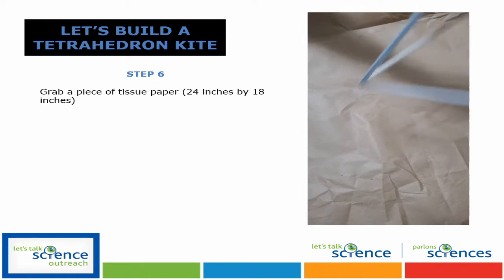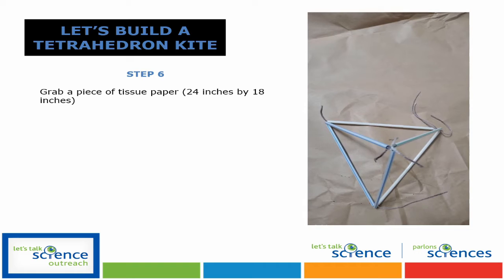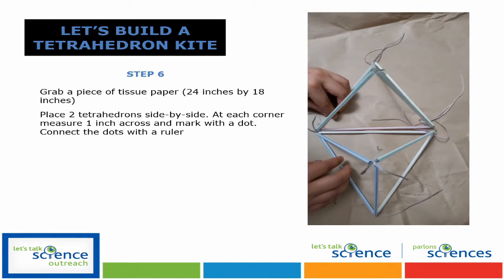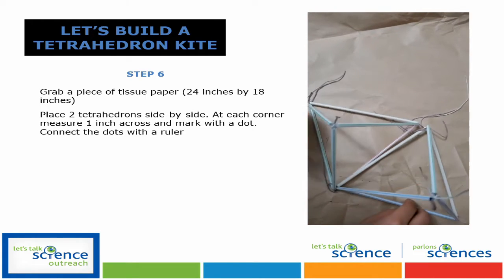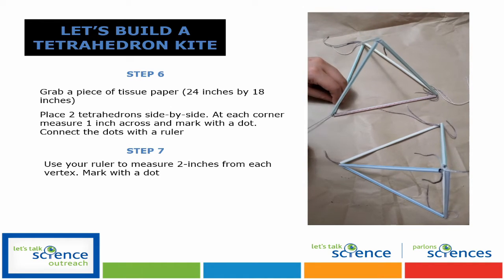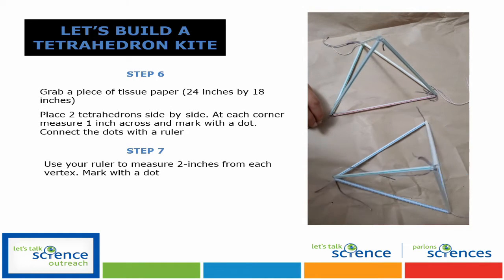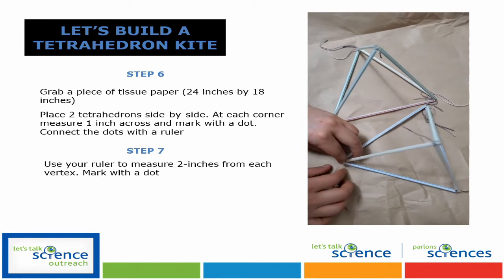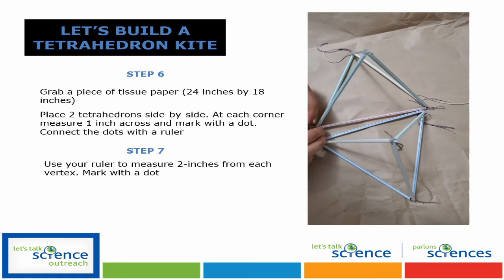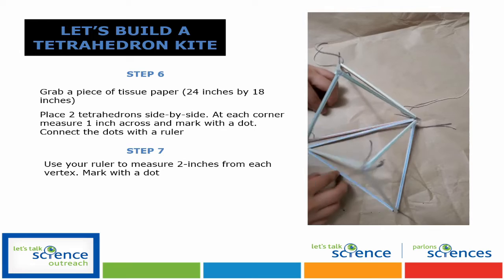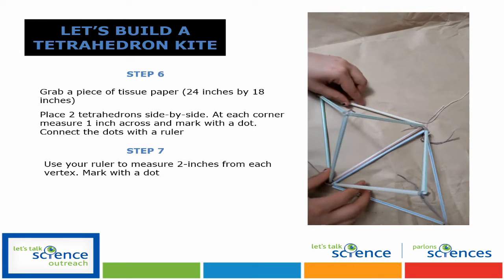Now that we have at least 4 tetrahedrons assembled, it's time to start adding tissue paper to our kite. For this part, you will need a piece of tissue paper approximately 24 inches by 18 inches. Grab 2 tetrahedrons and place them side by side in the middle of your tissue paper. You do not need to tie the edges or tie the strings of your tetrahedrons together, but you do need to make sure they are quite close together and held firm.